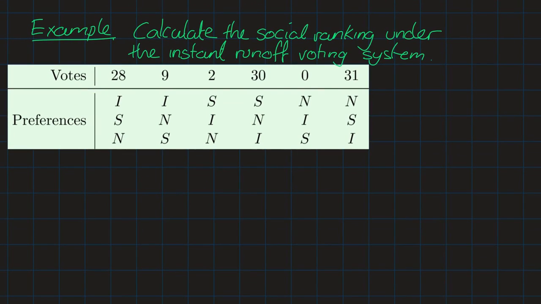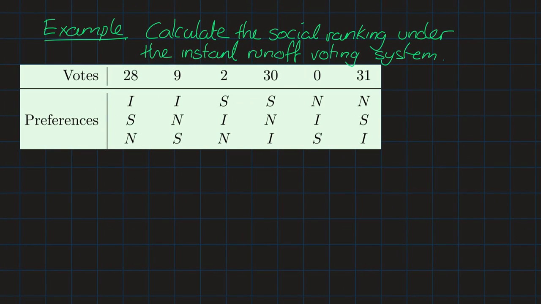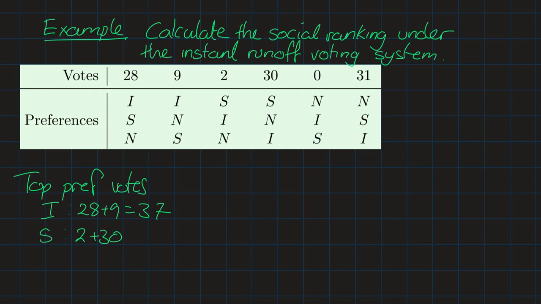The first example is very easy. It's this highway referendum looking example. The question is simply to calculate the social ranking under the instant runoff voting system. So you calculate the top preference votes. I got 28 plus 9, which is 37. S got 2 plus 30, which is 32. And N got 0 plus 31, which is 31. So we eliminate N, because that's the lowest number.